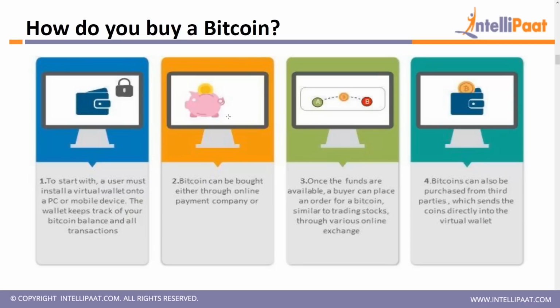Bitcoin can be bought either through online payment or through any company. Once the funds are available, a buyer can place an order for a Bitcoin, similar to trading stocks, through various online exchanges, and then can start participating in the blockchain network. Bitcoin can also be purchased from third parties, who send the coin directly into your virtual wallet. Every time you transact, you will be using your wallet address in order to buy or sell Bitcoins.